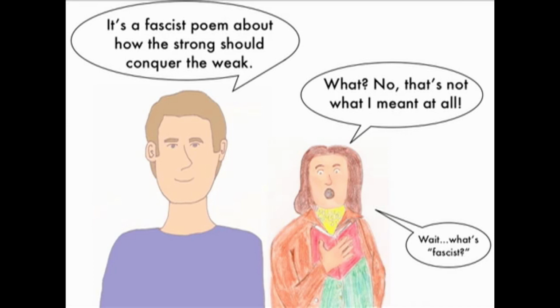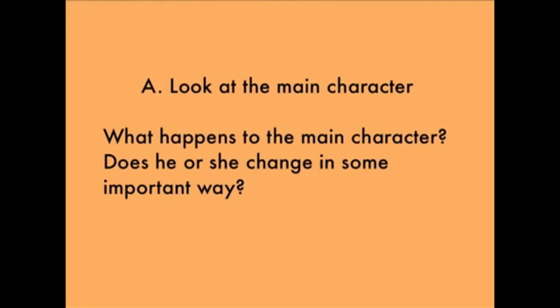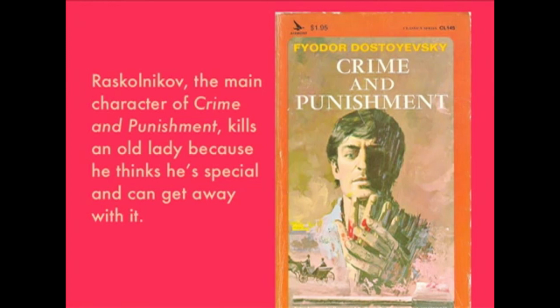One of the best ways to find a good theme is to see what happens to the main character. Readers usually identify with the main character, especially if he or she is a protagonist, a sympathetic character with whom we identify. I say this because some main characters are unsympathetic, like the main character of Crime and Punishment, a very bad guy, and not all readers will identify with him.